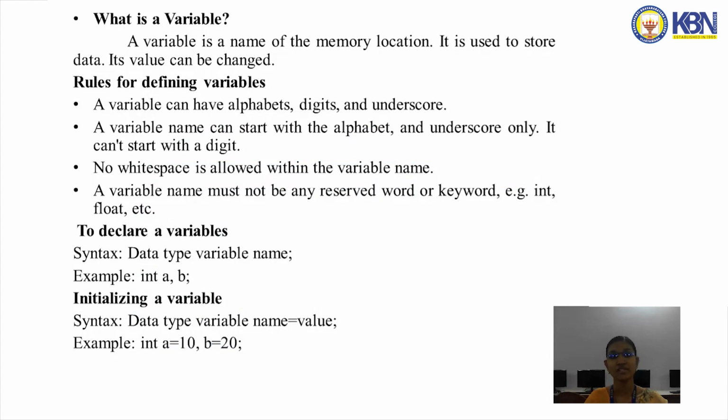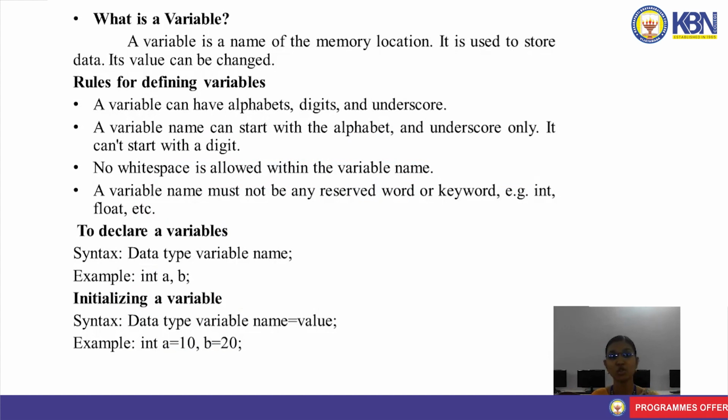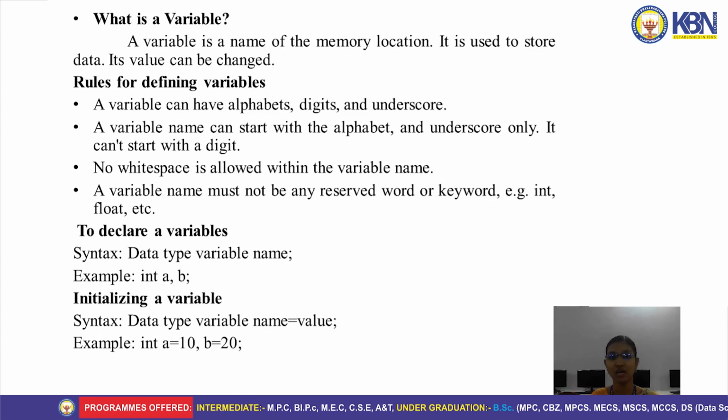Now, what is a variable? A variable is a name of a memory location and it is used to store data. Now coming to rules for defining variables. A variable can have alphabets, digits and underscore. A variable name can start with an alphabet or underscore only. It cannot start with a digit.